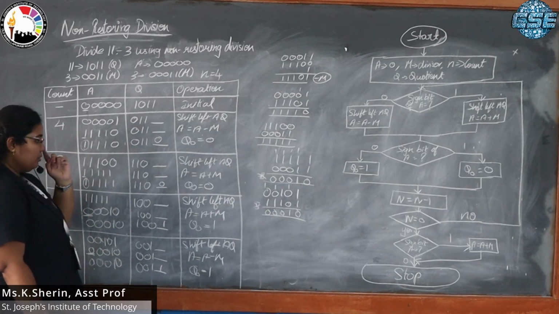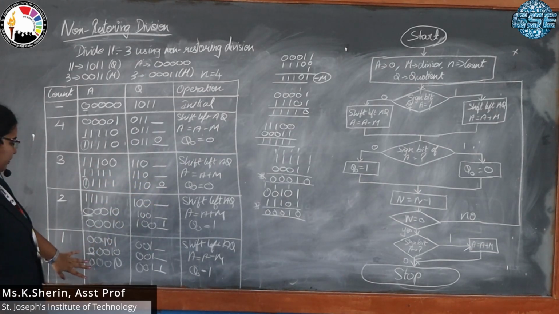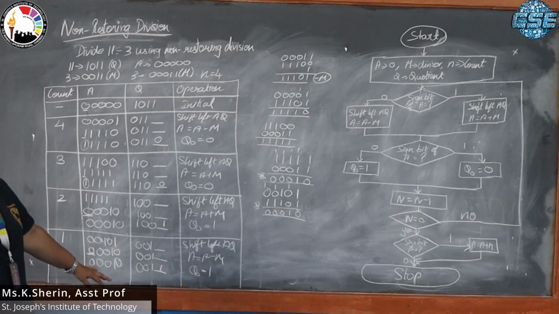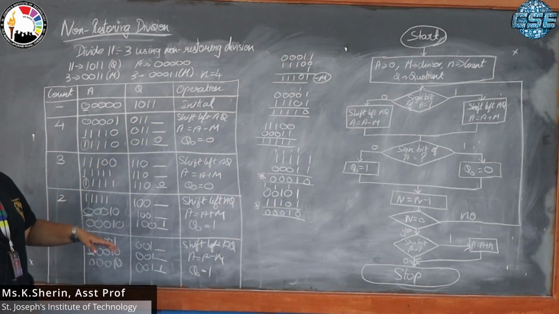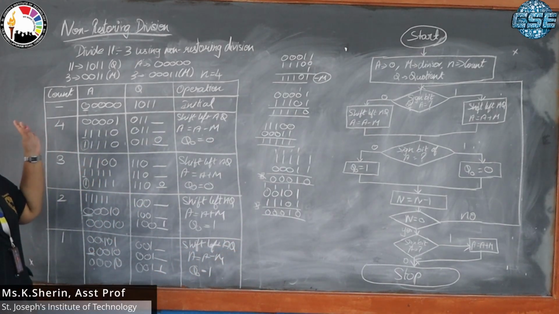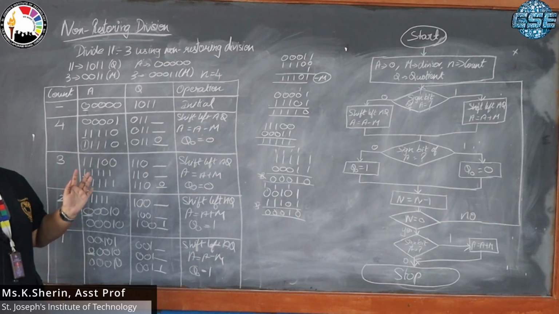If suppose I get the sign bit value as 1, I'm supposed to do again an operation of A is equal to A plus M, and finally complete your solution. This particular procedure is for your non-restoring division.